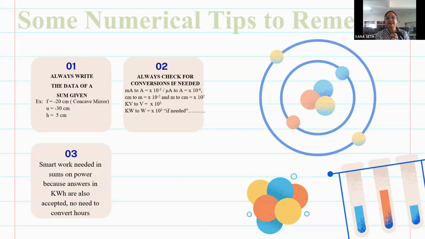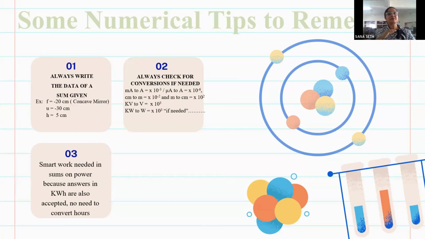Suppose there is a question that says a machine of 3000 watts works for 12 hours. Now there is a mismatch here. Watts and hours. One is SI units and the other is a higher order of units. So smart work is writing 3000 watts as 3 kilowatts. Simply multiplying 3 into 12, 36 kilowatt hour or units. The sum goes like this.